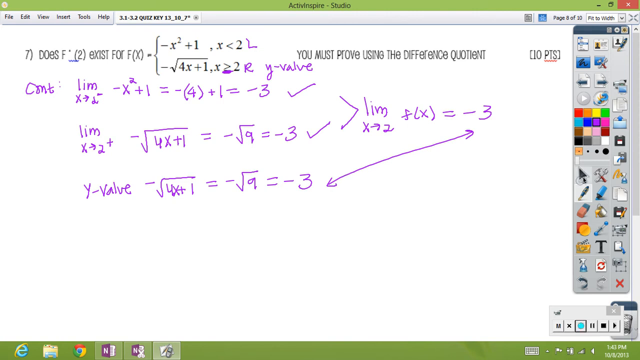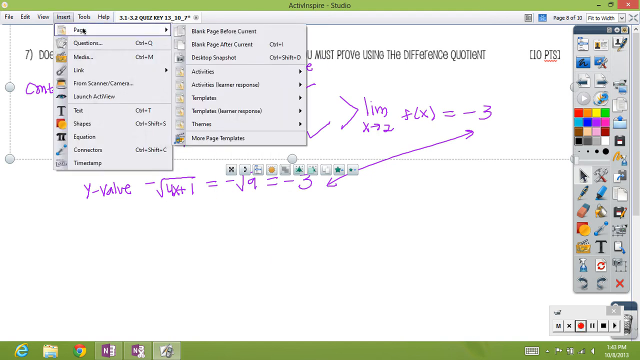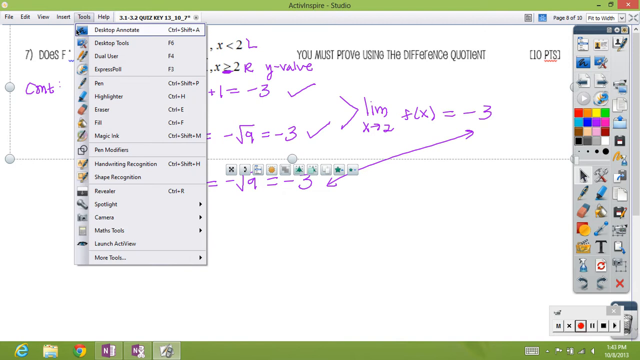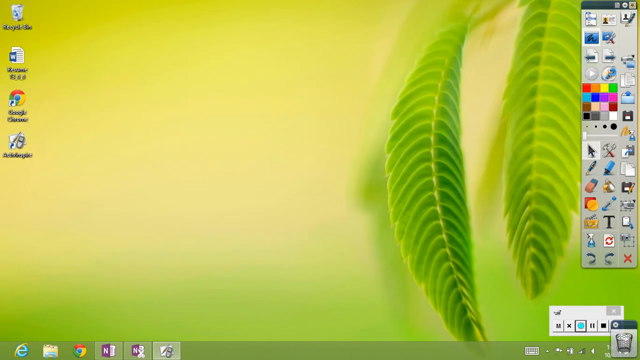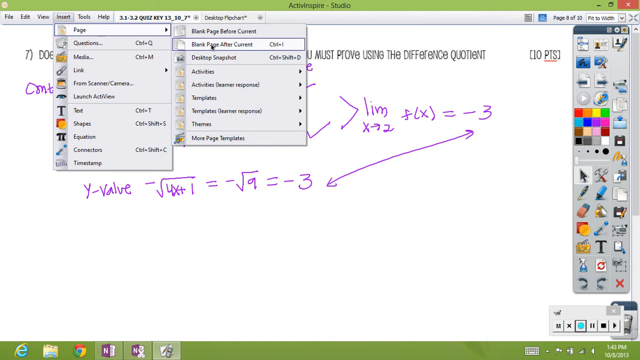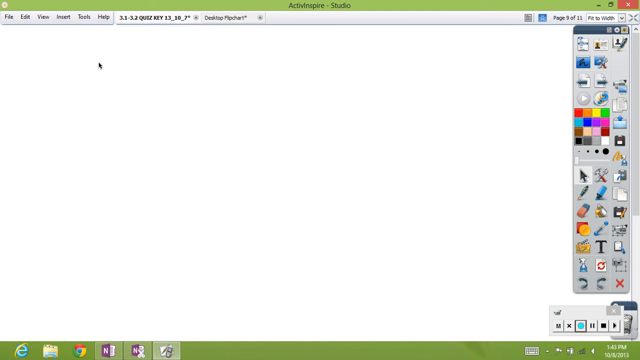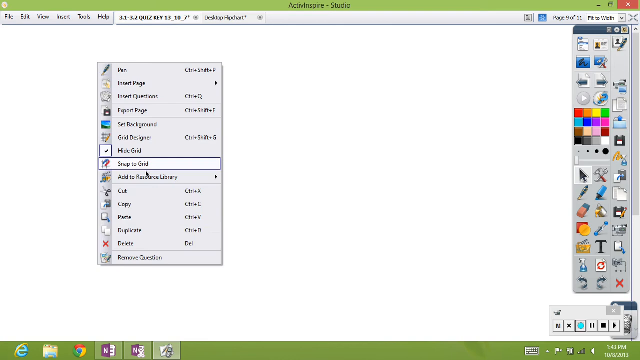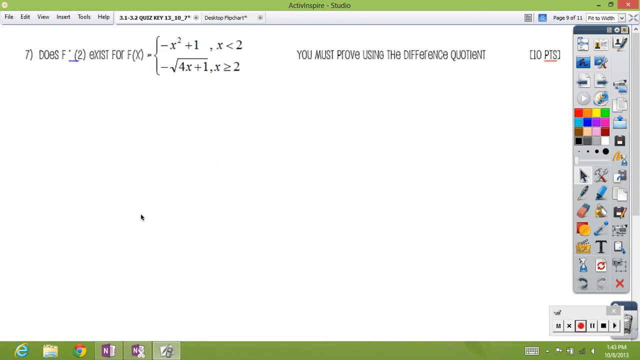So the next piece would be trying to prove that the function is differentiable. So I'm going to actually use a new page here once I get there. Alright. So, if you remember, we just found that f of 2 is equal to negative 3.